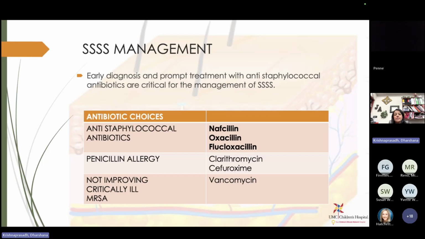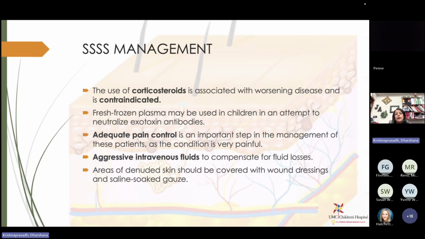We do recommend nafcillin, oxacillin, or flucloxacillin, and if you have a penicillin allergy, you can consider other antibiotic choices. Or if they are critically ill, if you have concern for MRSA, or if they're not improving with the initial antibiotic choices, consider vancomycin on these kiddos. Steroid use in this condition is controversial. We don't really use it. Sometimes fresh frozen plasma can be used if there is a large area of involvement. Remember, these conditions are pretty painful, so pain control is an important step.